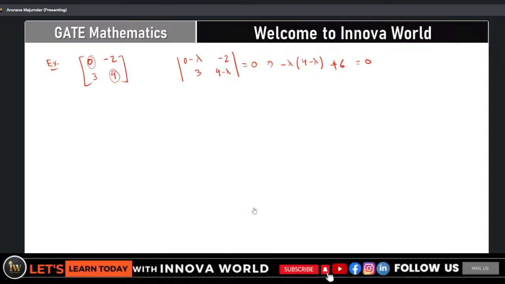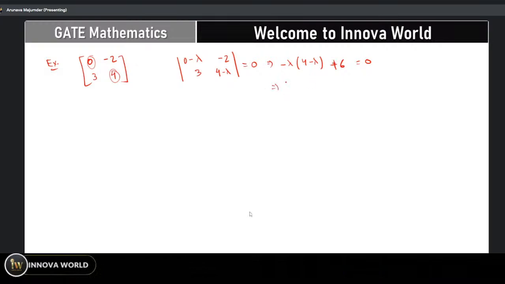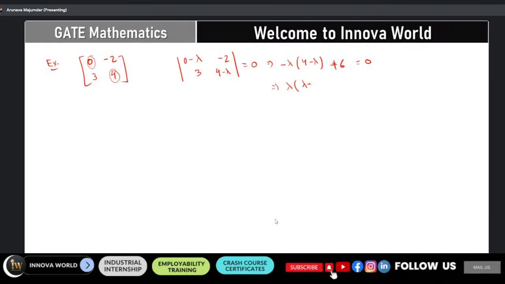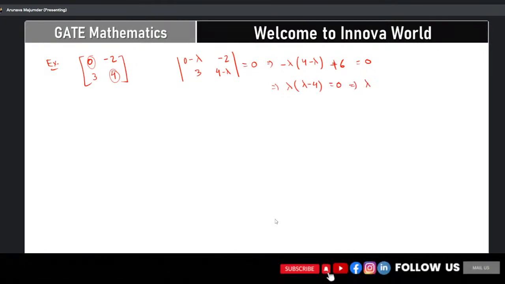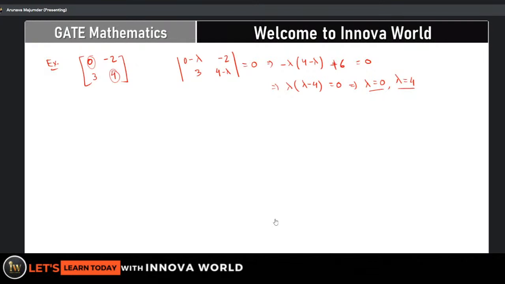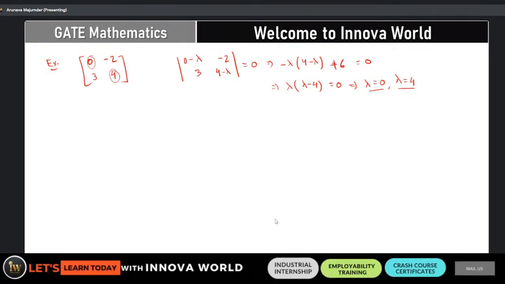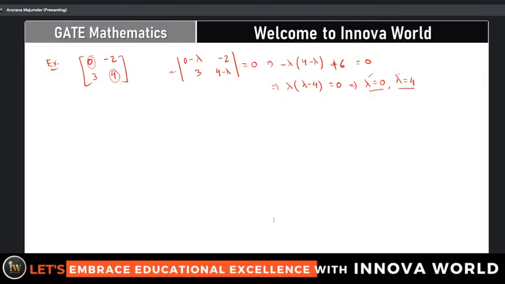So what are the values of lambda we'll be getting here? After solving this, it becomes lambda into lambda minus 4 after evaluating is equal to 0, from where we are getting lambda equal to 0 and lambda equal to 4. So these two are the eigenvalues. You already know how to solve for the eigenvalues. Just solve this determinant, and whatever solution we get will be the eigenvalue.